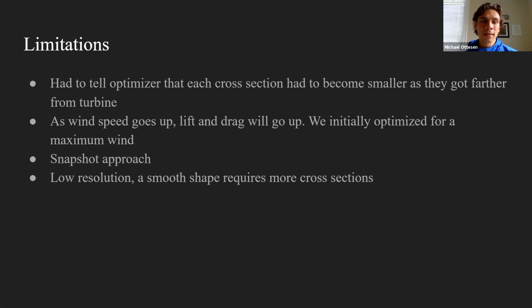Another one was that we know that as the wind speed goes up, lift and drag go up, and we only solved for one wind speed. We don't know if this shape would be different if we had changed the wind speeds to higher than this max or something smaller. The other limitation was we only took it at the one snapshot when the wind turbine blade was directly vertical underneath. And that didn't account for potential bending stresses in the blade when it is horizontal or in any other orientation that you can imagine.